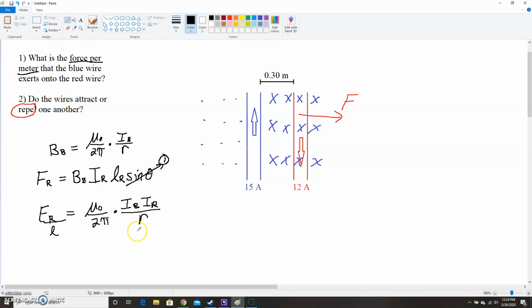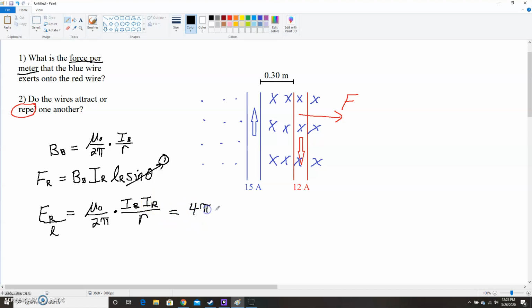so F over L. Now at this point, Newton's third law will tell us that the force that the red wire experiences is equal to the force that the blue wire experiences. And you can see that mu naught is a constant, 2 pi is a constant, and 0.3 doesn't matter whether I'm talking about how far the blue is from the red or the red from the blue. It's 0.3 or 30 centimeters. And then at the top we have current blue, current red. The only thing that would change if I did this problem the other way is it would be current red, current blue. But A times B equals B times A, so it doesn't matter.